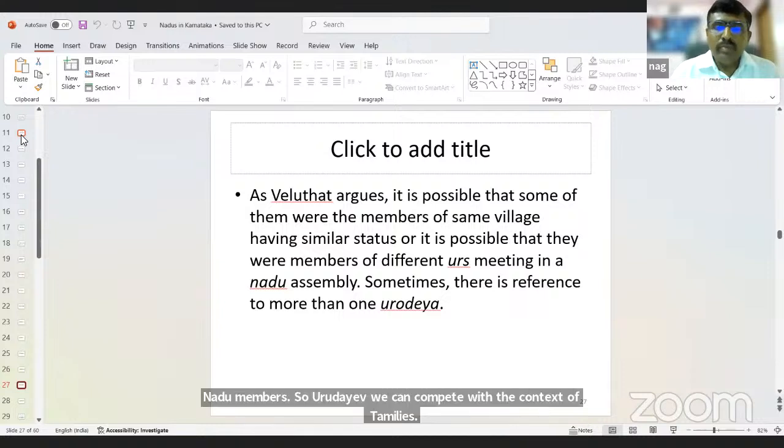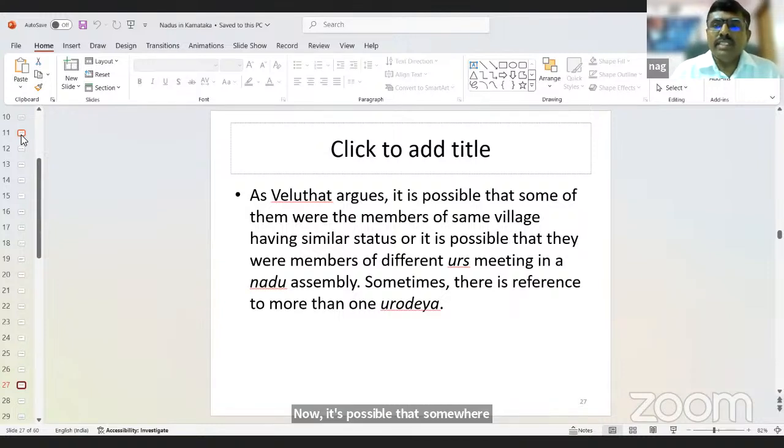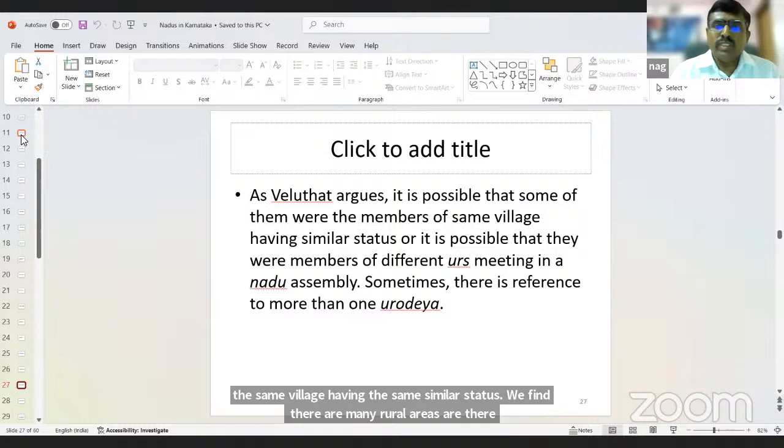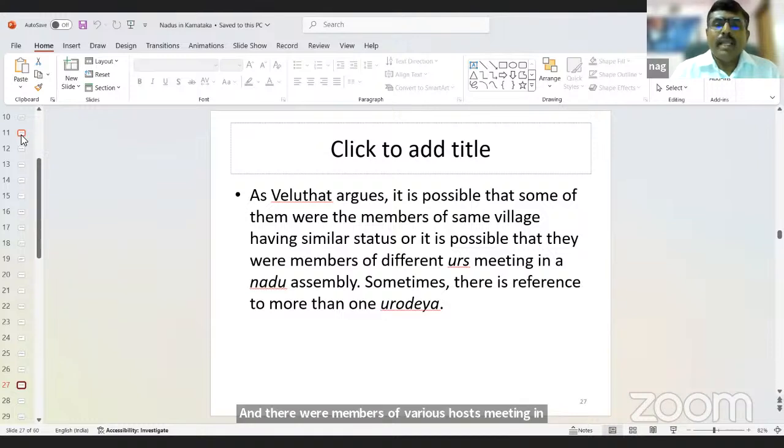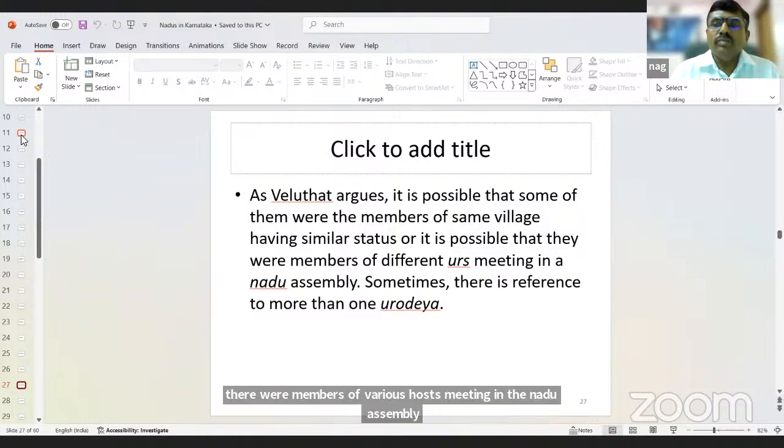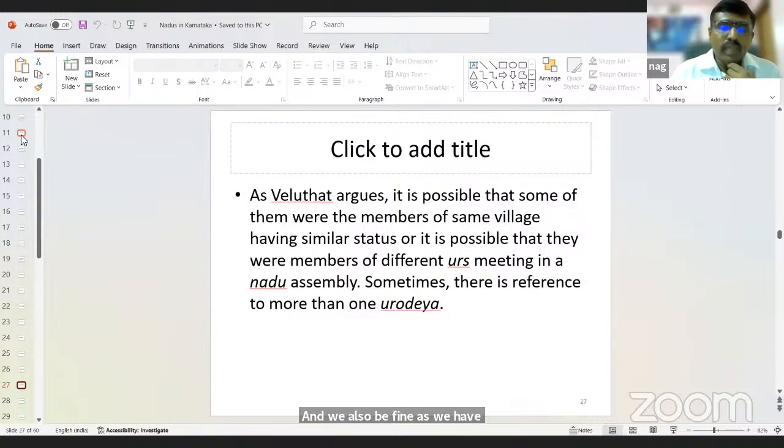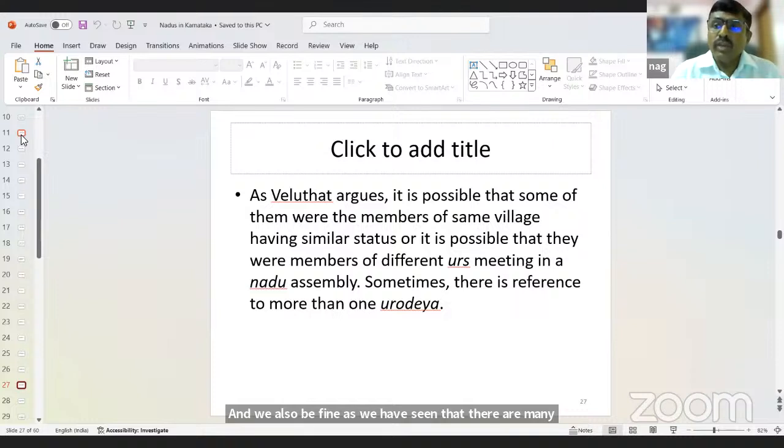Now, it's possible that somewhere there were members of the same village having similar status. So we find many Urodayas there, and there were members of various Urs meeting in the Nadu assembly, and as we have seen, there are many members, many Urodayas. So more than one Urodaya is there. How can there be more than one Urodaya? Because Odaya is the Odaya of the Ur. So in that case, how are there so many Urodayas?